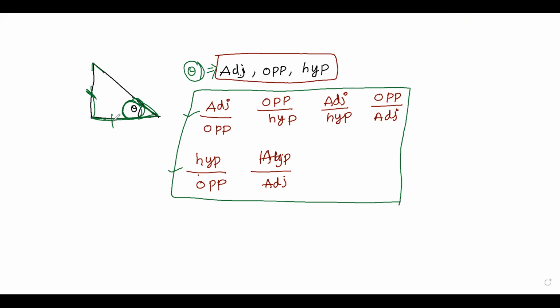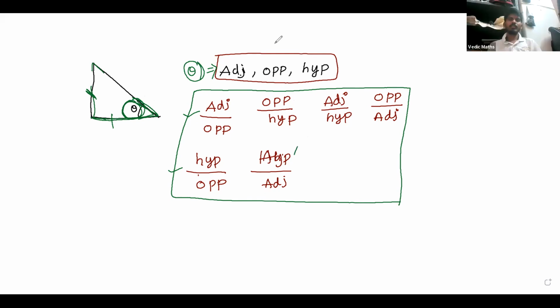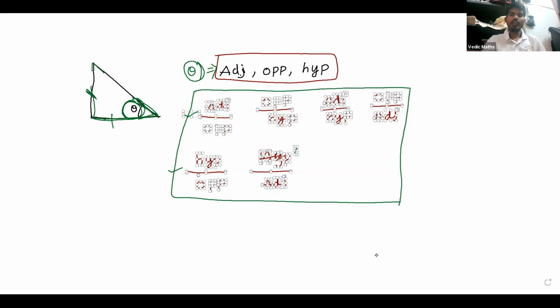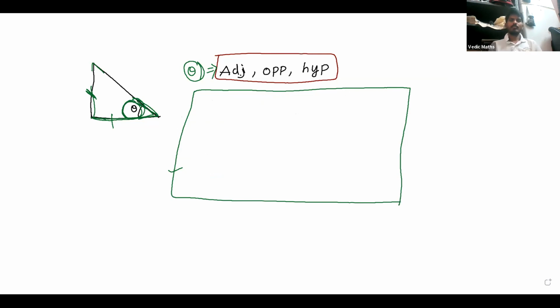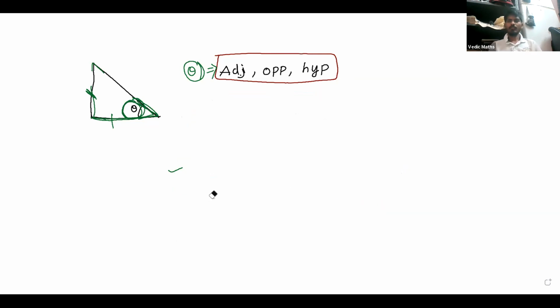Yeah, sir. Okay, this type of ratio will be formed. Let us write it in a good manner so you can easily understand. This is very important now. The whole of trigonometry depends upon these six ratios. So six ratios are formed.